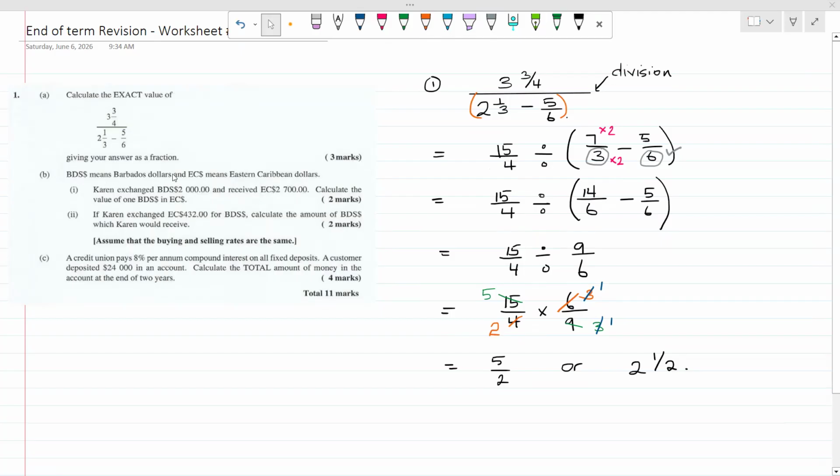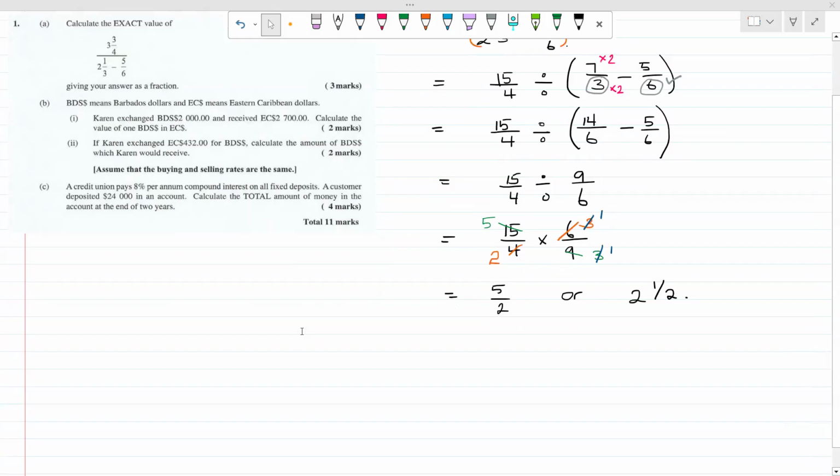BDS means Barbados dollars and EC means Eastern Caribbean dollars. Karen exchanged 2,000 and received $2,700 EC. Calculate the value of 1 Barbados dollar in EC. How are we doing that? Any suggestions? We're going Barbados dollars to EC dollars. 2,000 dollars giving us 2,700.